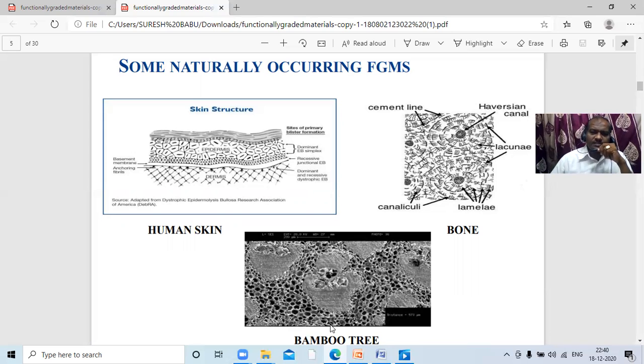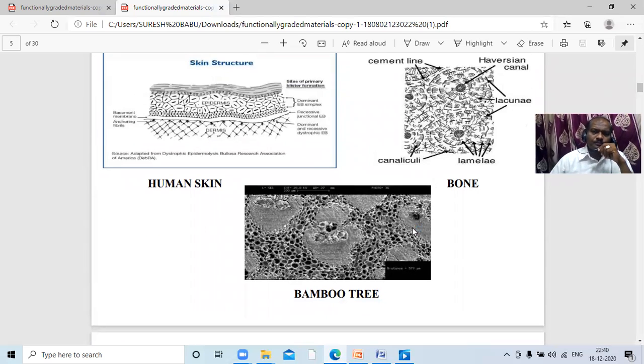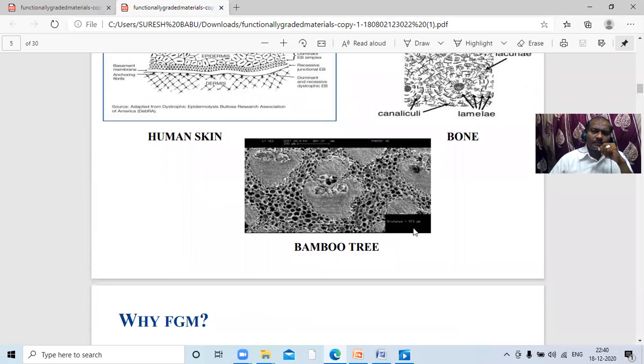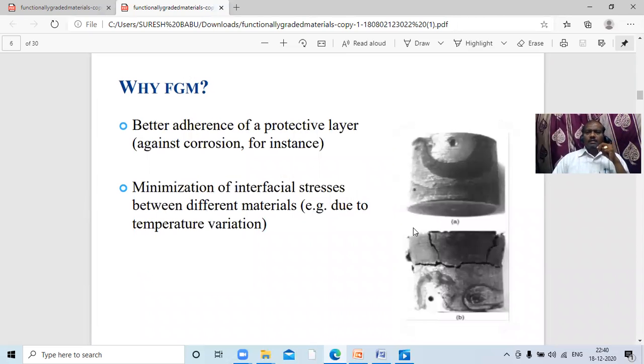If you observe, this is a bamboo tree. The structure is going to be like this. So this shows how these are developed naturally. Next, why FGM? I have been telling you from the beginning of the class that for a specific reason, for a specific application, we are going to use it.